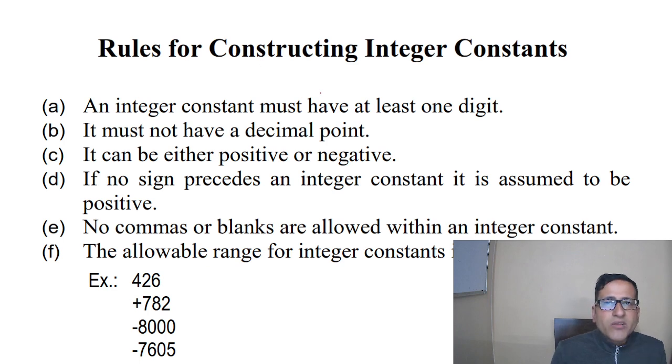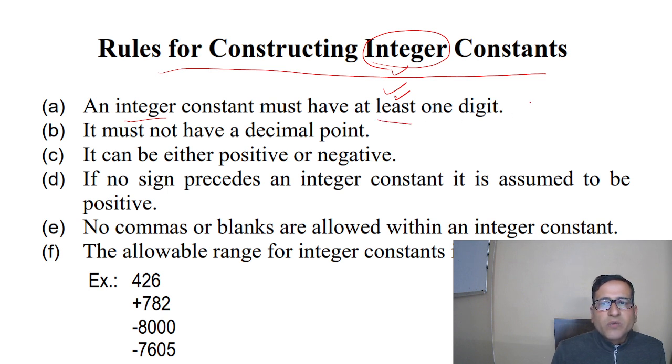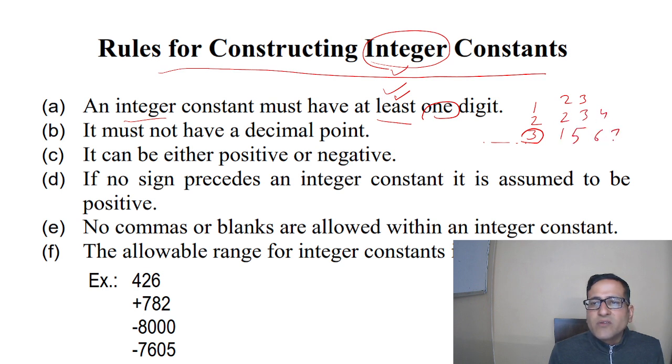So what are the rules to construct integer constants? We have studied three types of constants: integer, real and character. So firstly we are studying integer constants. An integer constant must have at least one digit, meaning it should be of one digit, like it can be 1, it can be 2, 3, minimum one digit. It can be a number of digits like 23, 234, 1567.